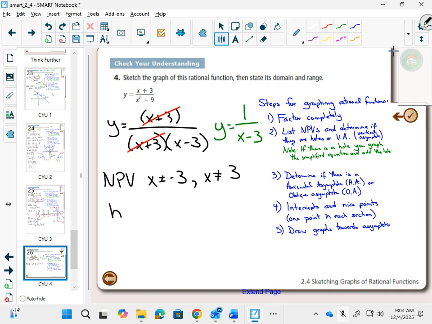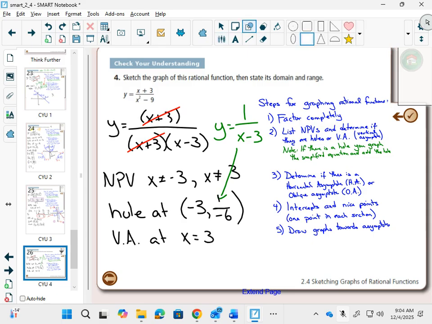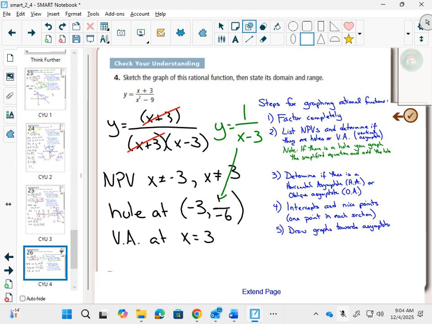So the fact that the -3 non-permissible value went away tells me I have a hole at -3 comma something, and I can find the something by plugging that in to my new simplified equation, and I'll get 1 over -6. The x minus 3, the non-permissible value of 3 doesn't go away. So that is still going to be a vertical asymptote.